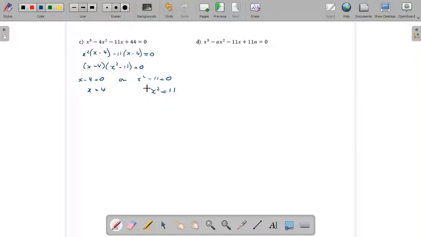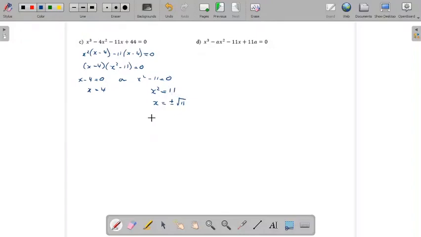Okay, now for x squared equals 11, that means that x will equal plus or minus the square root of 11. I say plus or minus because positive square root of 11 times positive square root of 11 will give me 11, but also negative square root of 11 times negative square root of 11 will also equal 11.